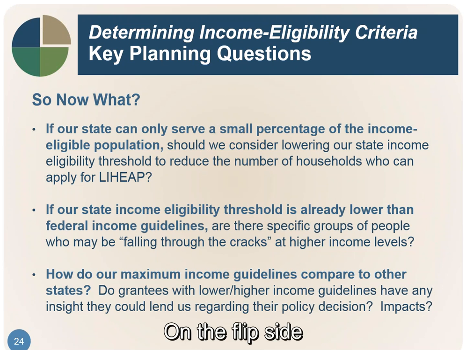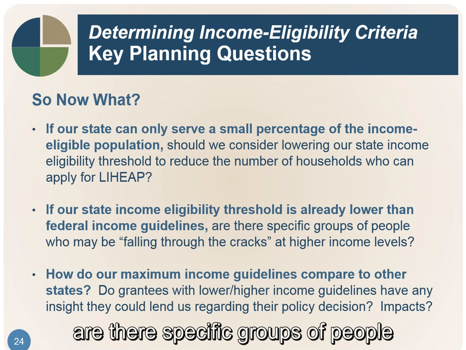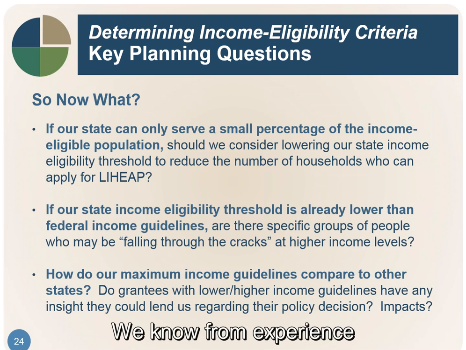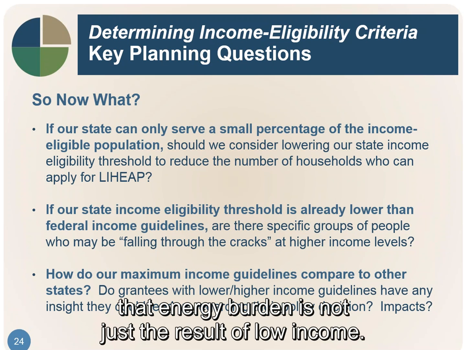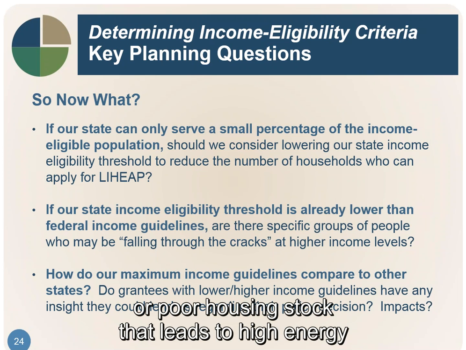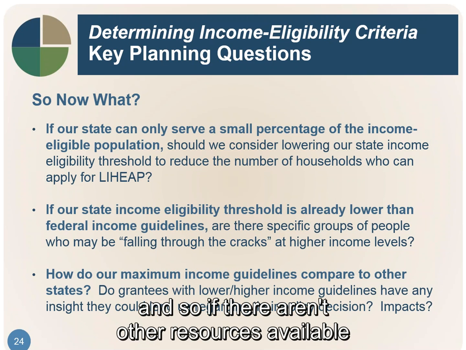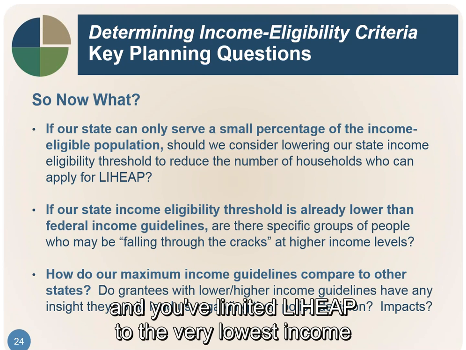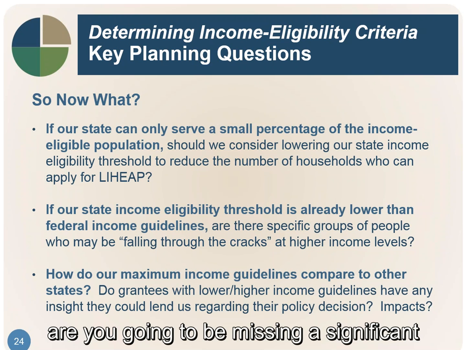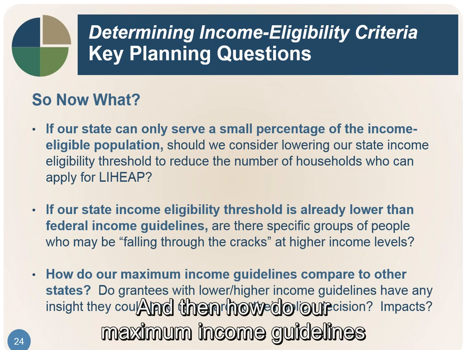On the flip side, if your state income eligibility is already lower or you're considering lowering it, are there specific groups of people who may be falling through the cracks at higher income levels? We know from experience that energy burden is not just the result of low income, it is also the result of high energy costs or poor housing stock that leads to high energy consumption or cost, or fuel price spikes. And so if there aren't other resources available to help people with their energy bill, and you've limited LIHEAP to the very lowest income, are you going to be missing a significant portion of your population that really might need assistance? And then how do our maximum income guidelines compare to other states?